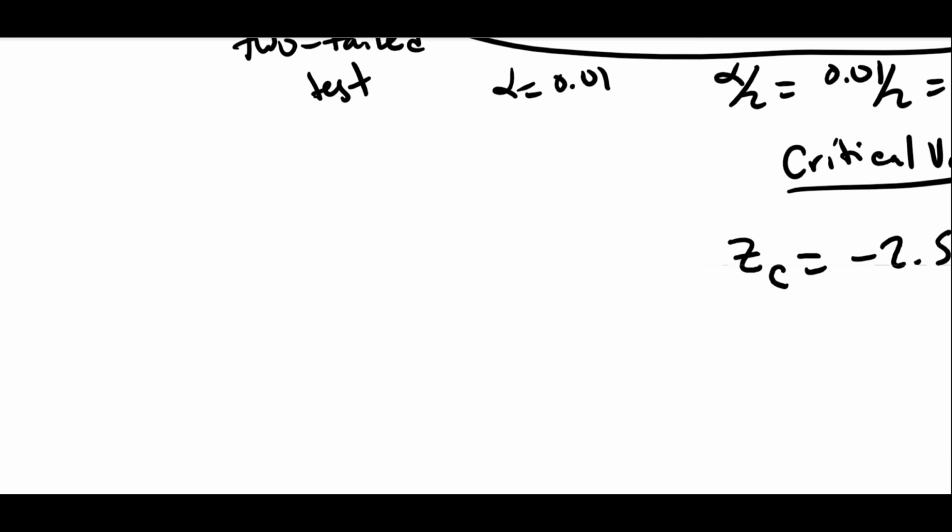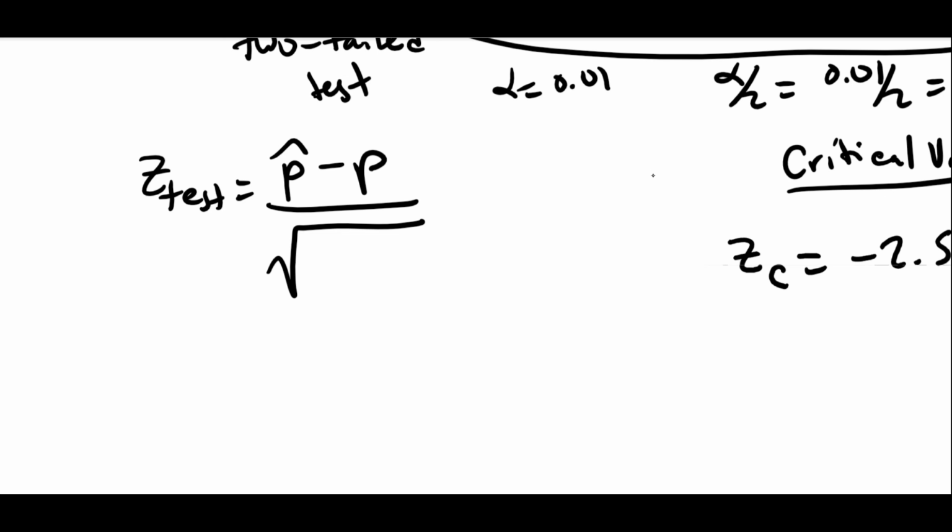So let's go ahead and calculate our test statistic. So we got to calculate our z-test. Remember that the formula for z-test is, oh, I'm sorry, it's p hat minus p, divided by square root of pq over n. Okay, so that's the formula for the z-test.